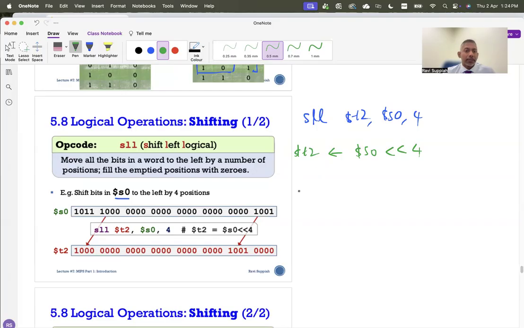Now, let's look at this. We have 32 bits in S0 and I'm shifting to the left by 4. What does that mean? That means the original 4 bits at the left of the register, 1011, will get shifted out, and then the next 4 bits will become the first 4 bits, and so on. If 4 bits shift out, 4 bits must shift in. So what will get shifted in? 4 zeros will shift in, because the upper 4 bits have shifted out.